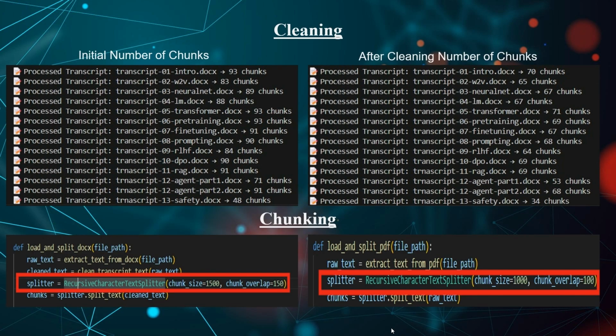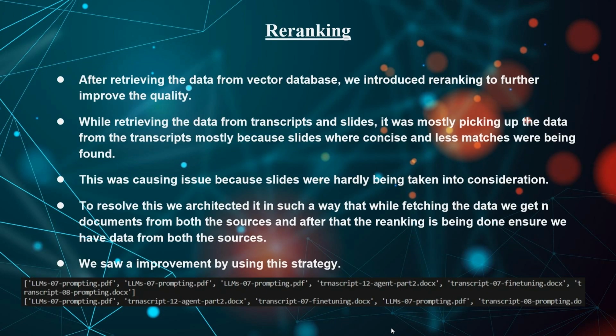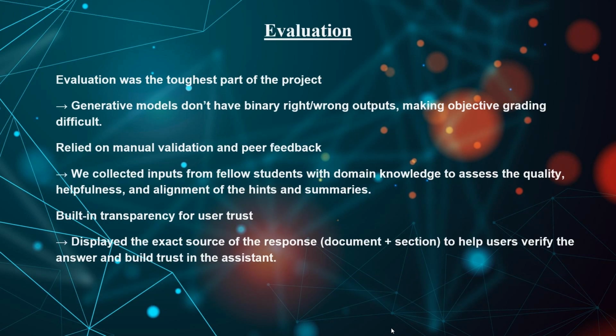This is how cleaning helped us. Initially, the transcript had a larger number of chunks, but after cleaning, the number of chunks reduced. Similarly, for chunking, we used a 1500 chunk size for doc files, while we used a 1000 chunk size for PDFs. To fix source bias, we introduced re-ranking after retrieval so that both slides and transcripts are equally considered. This re-ranking script greatly improved answer quality, and we verified this with user testing.